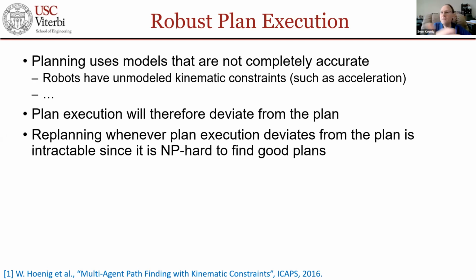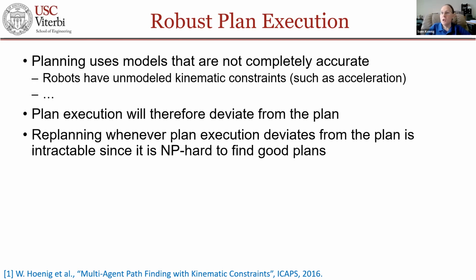Plan execution will deviate from the plan, but we still need to guarantee robustness in the sense that we don't want to have collisions. So how do we do it? Here we use the standard strategy that we replan whenever the plan execution deviates from the plan. So clearly, it would be dumb to say just because one robot is a little bit delayed that we want to delay all of the other robots to be able to execute the plan in lockstep. We definitely don't want to do that.